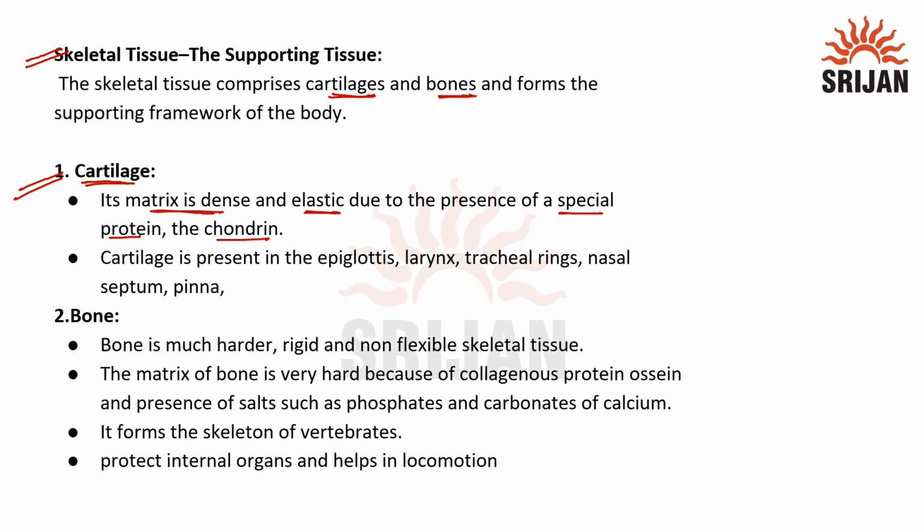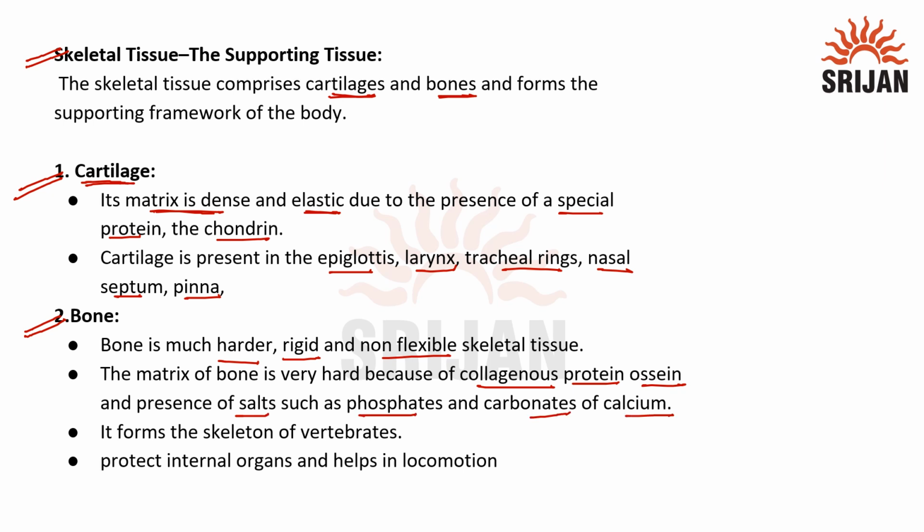The location of this cartilage is in our epiglottis, larynx, tracheal ring, nasal septum, and our ear pinna. The next one that we have is the bone. Bone, as we know, is very hard and rigid. It is non-flexible skeletal tissue, and the matrix of the bone is very hard because of a collagenous protein called as osseine, and it also has presence of certain salts like phosphate and carbonates of calcium.